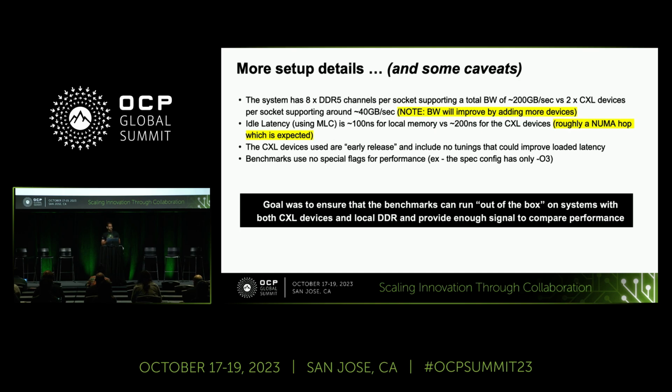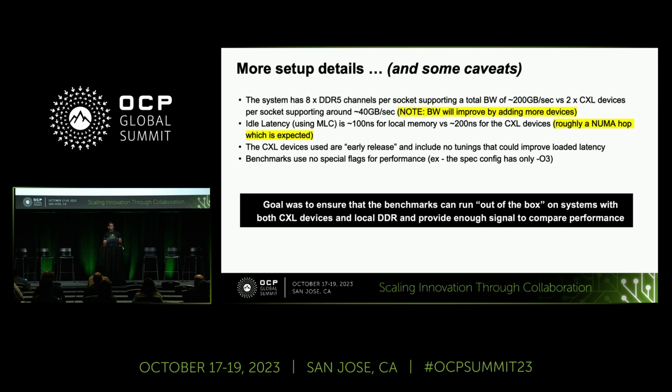In terms of the ideal latency, as you know, CXL devices are designed for around a NUMA hop, and that's essentially what we saw when we looked at the MLC ideal latency. The other caveat is the CXL devices are early release, they are not production, which is why I'm not able to call out the vendor or give credit. And again, there are several optimizations within the firmware and the device itself that could improve the loaded latency. The benchmark itself, we used out of the box. There are no special configurations that could benefit either of this.